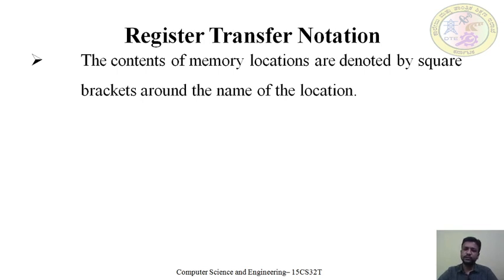Always the contents of memory locations are denoted by square brackets around the name of the location. So the contents can be specified by square brackets around the name of the location. Let's take an example. In this case, R1 left arrow square bracket LOC. Here R1 is the register, LOC is the memory location. The square bracket represents the contents of memory location. So this notation means the contents of LOC are transferred to register R1.